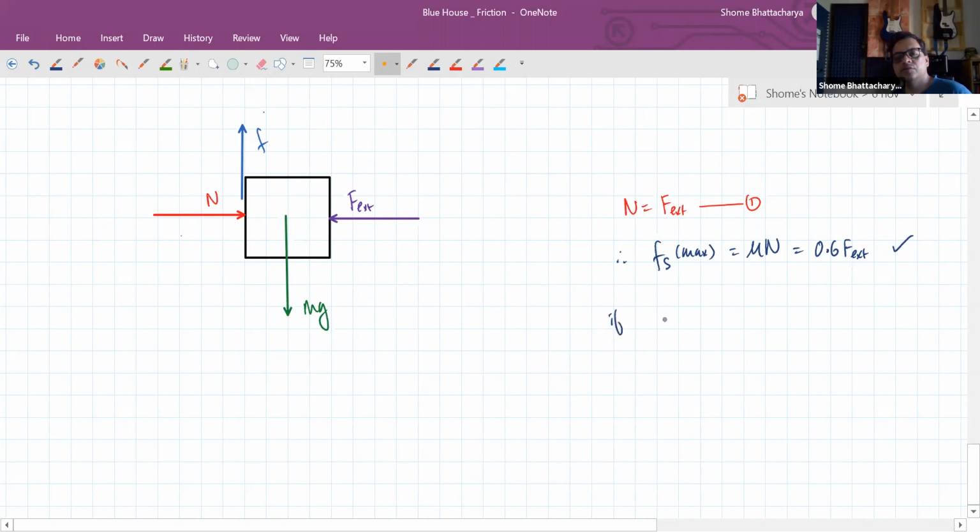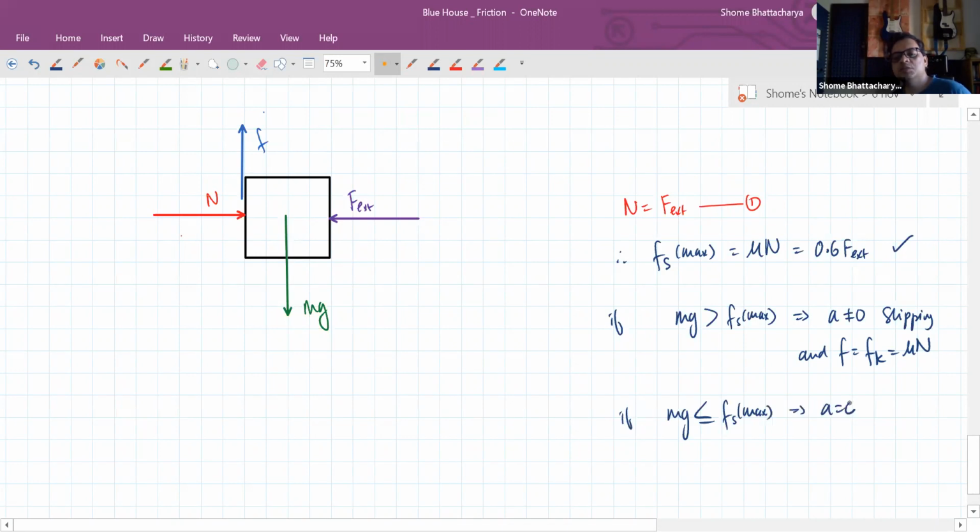Okay. Now if mg happens to be greater than limiting friction, okay, then it will imply that the acceleration will be non-zero and slipping will occur, and the friction acting will be kinetic friction equal to mu into N. Here mu is common value. Whereas on the other hand, if mg is less than or even just about equal to maximum static friction, then what will happen? Our acceleration will be zero. It will be the no slipping case. And in that case, our friction will be static friction, which will balance mg.